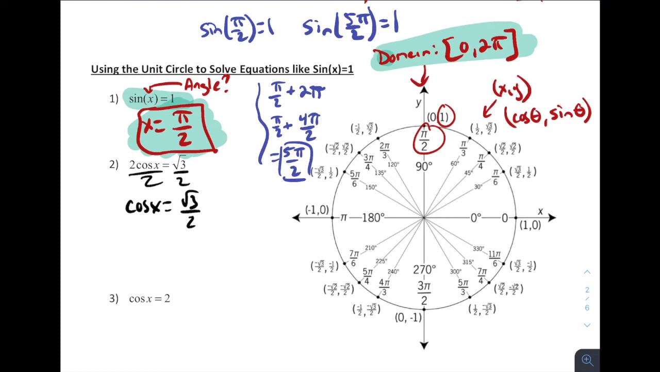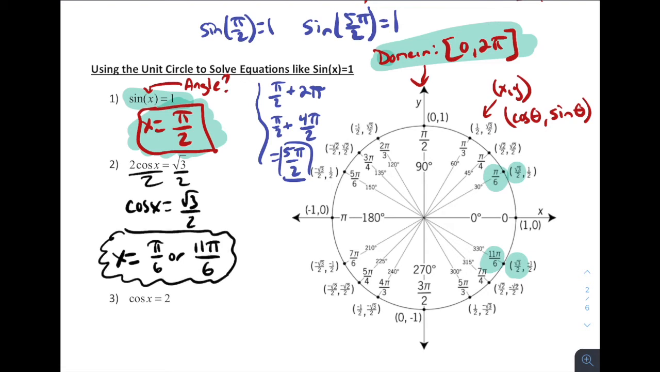Now, one thing to notice: if we're looking for root 3 over 2, we're looking again for an x value, because cosine is our x values. I do see an answer right here, so I'll highlight that. We've got a cosine value of root 3 over 2 at pi over 6, but I actually notice that there's another one down here at 11 pi over 6. So this actually has two answers. The x values here, if we're limiting our domain to 0 to 2 pi, would be pi over 6 or 11 pi over 6. Either one of those would be angles that would give us a cosine of root 3 over 2.